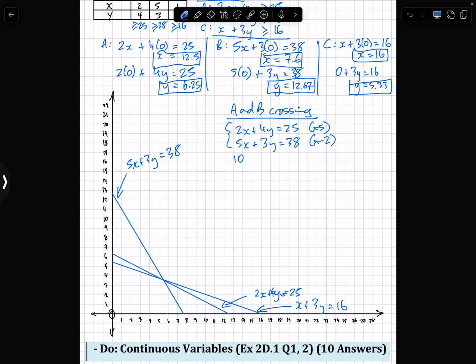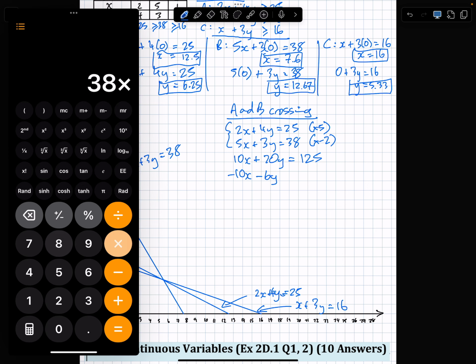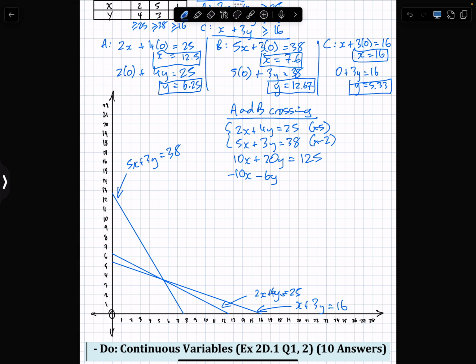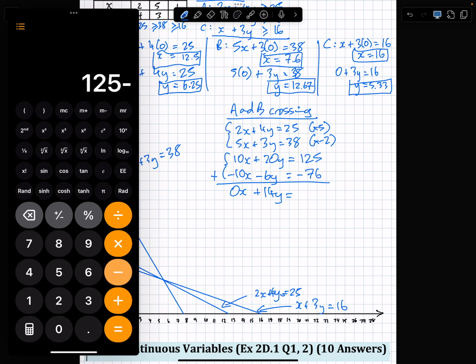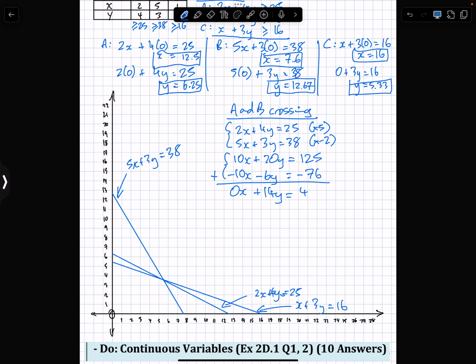So let's do that. 10x plus, what's 4 times 5? 20y equals 125. And negative 10x, negative 6y, negative 76, since 38 times 2 is 76. We can add them vertically now. If I've got positive 10x and add negative 10x, how many x's do I have left? 0. Good. So it's been eliminated. If I've got 20, take 6y, that's going to be 14y. And 125 take 76 is 49.